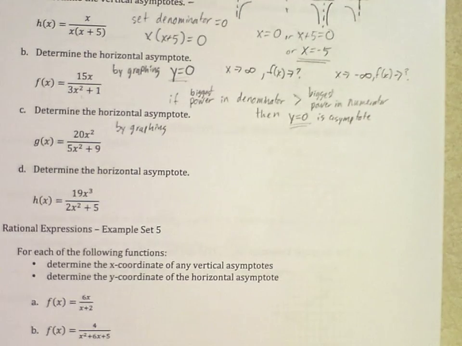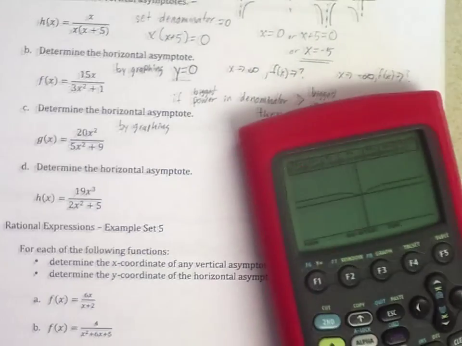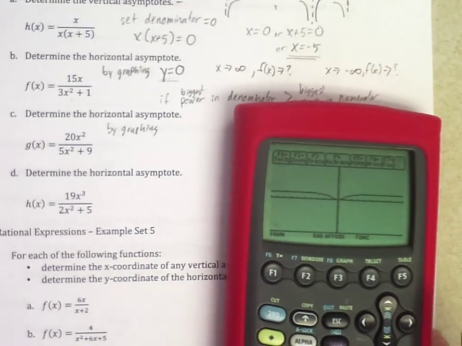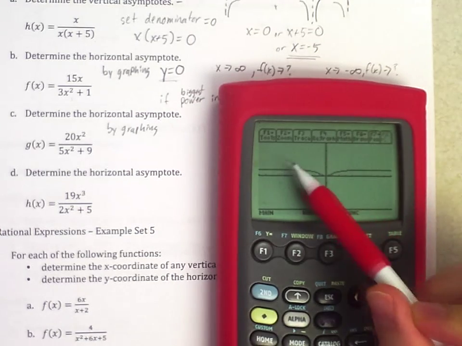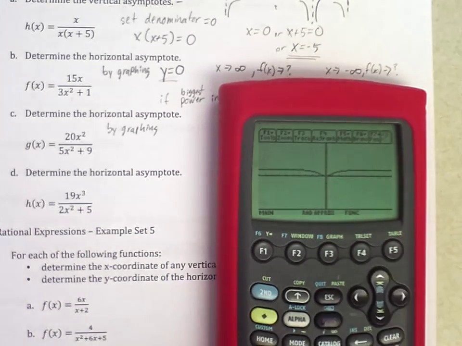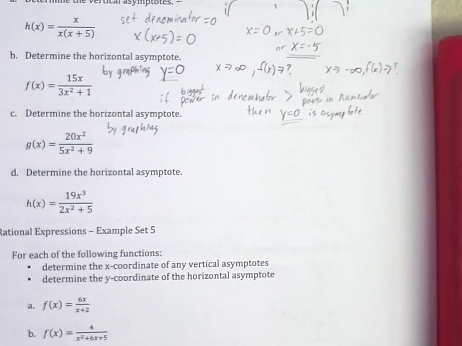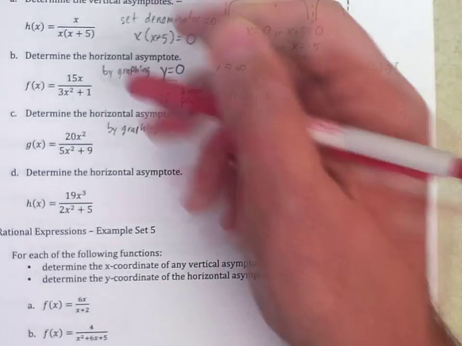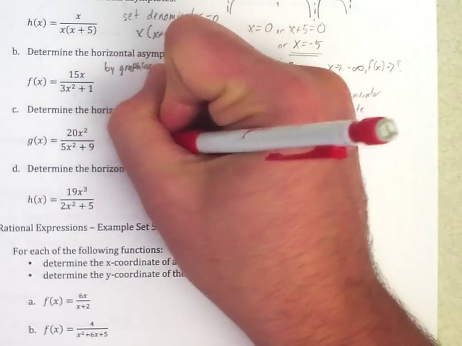We continue on with part C. So by graphing, again, we put the function into our calculator. We see it looks like it levels off here and levels off there. So it appears to have a horizontal asymptote, but how do we find it? Well, from the graph, if we looked and traced, it looks like y equals 4. But where does that come from?